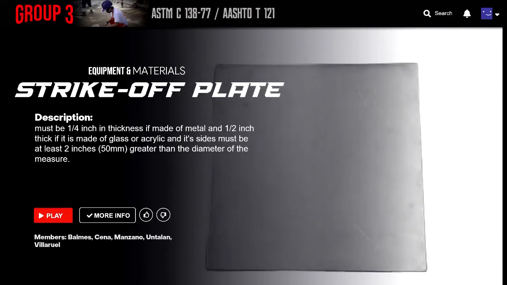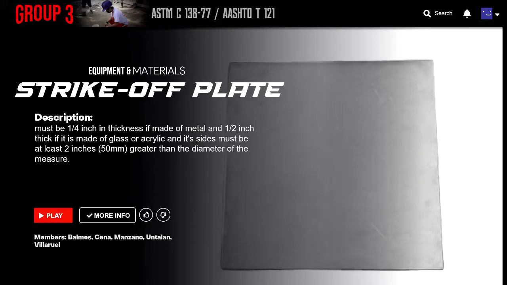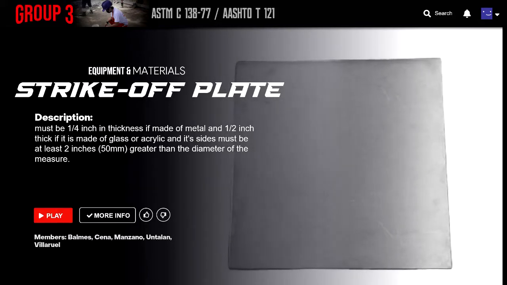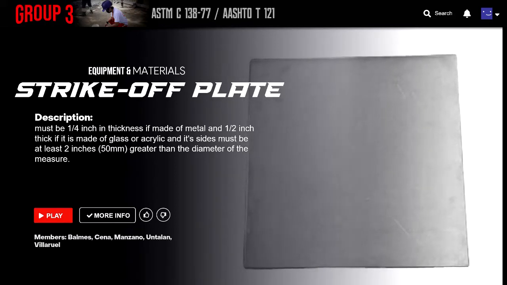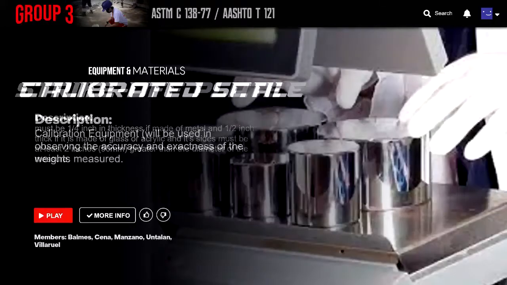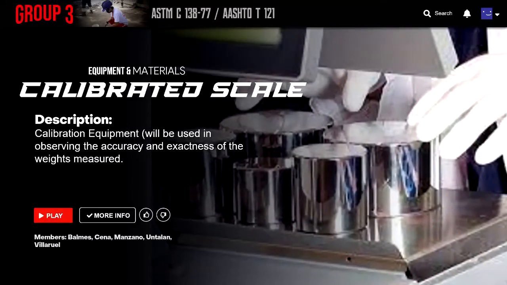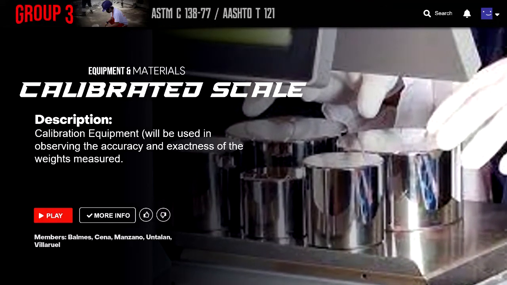The strike-off plate must be 1/4 inch in thickness if made of metal and 1/2 inch if it is made of glass or acrylic, and its sides must be at least 2 inches or 50 millimeters greater than the diameter of the measure. And lastly, the calibration equipment or calibrated scale will be used in observing the accuracy and exactness of the weights measured.